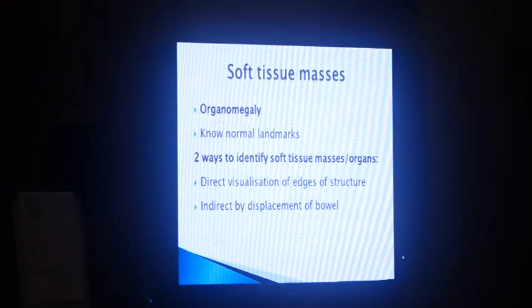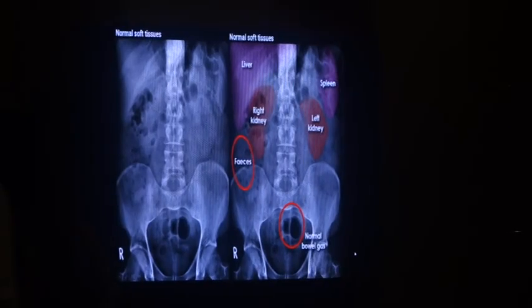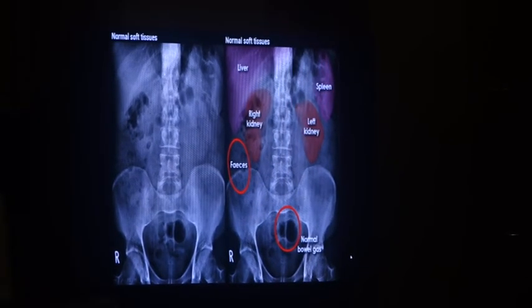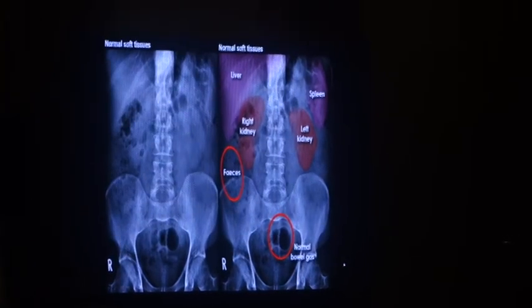The sizes of the organs, particularly liver, kidney, and spleen, we can assess by the displacement of the bowel. Edge of the liver, left upper border, we can see the spleen, right kidney, left kidney, and normal gas is present in the colon as well as some radio-opaque clip-like structures. So most probably it's a post-laparoscopic cholecystectomy skiagram of the abdomen.